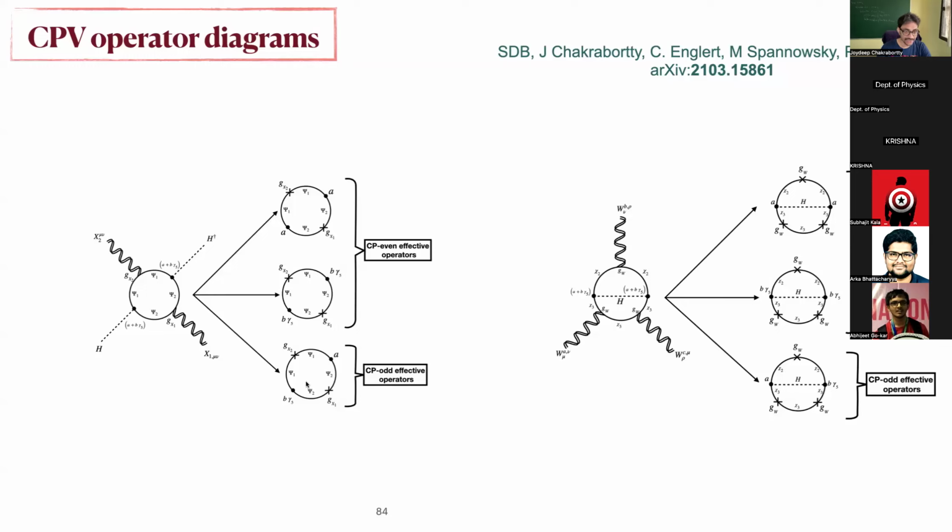But in this third diagram, it's linear in γ5. So this γ5 will be accompanied by four gamma matrices, and inside that trace it basically gives you the epsilon tensor, ε^μνρσ, and that's where you generate the CP-violating operators. So now you can see the same UV diagram is giving you two contributions: one goes into the CP-conserving operators, and one goes into the CP-violating operators.